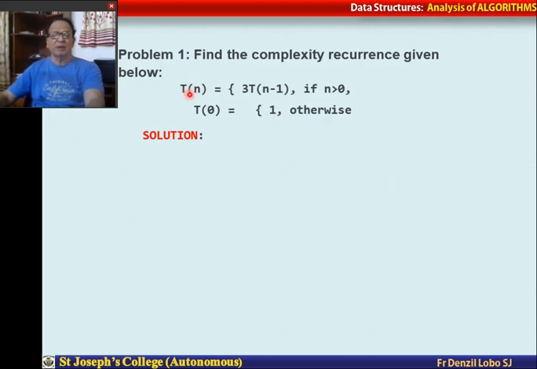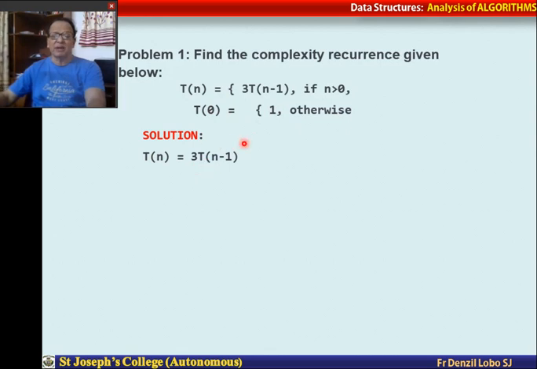So here you have a recursion formula. T(n) is equal to 3 times T(n minus 1) if n is greater than 0, and if n is equal to 0, T(0) is 1. So this is the recursion formula. What we'll have to do is expand this recursion formula and then get the answer. So we write T(n) is equal to 3 into T(n minus 1).